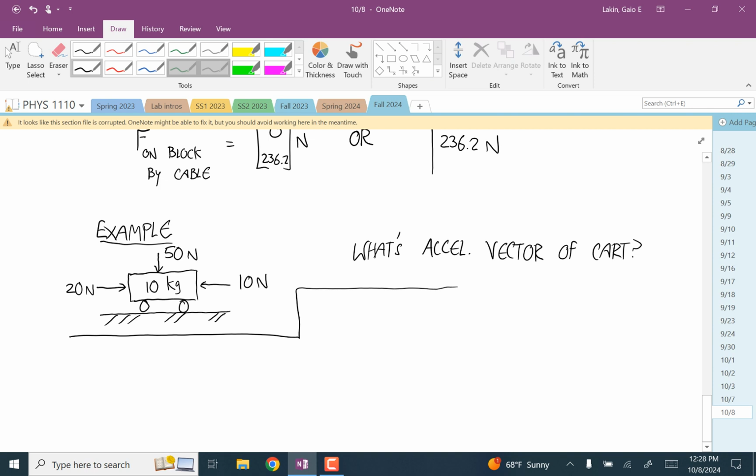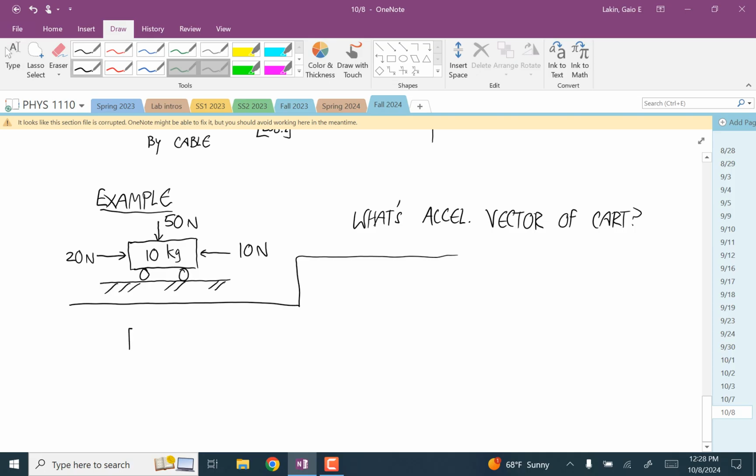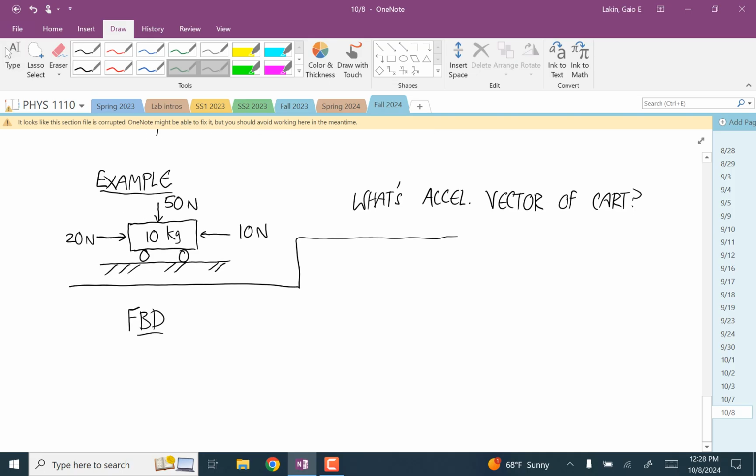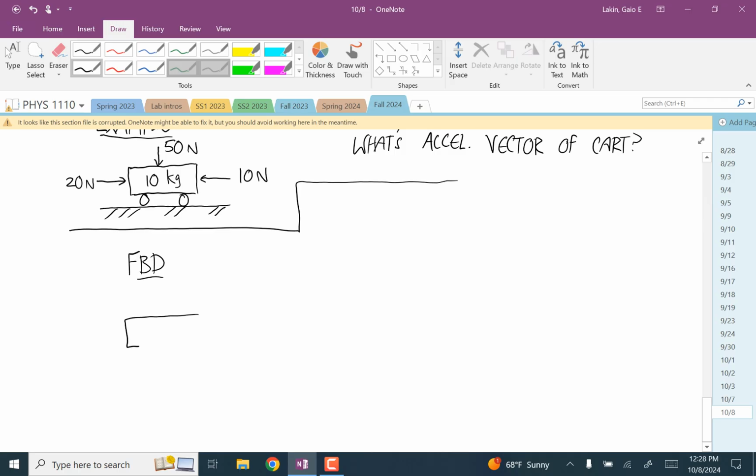Okay, so what's the first step in this problem? Free body diagram. Yep, perfect. There is a weight of 10 times 9.81, so 98.1 newtons. And then I'll just put in all the stuff that we're given. So we have a 20 Newton force that way, a 10 Newton force that way, and a 50 Newton force that way.